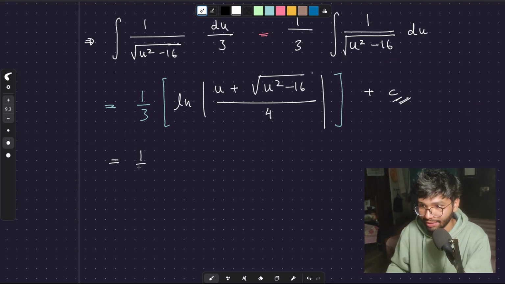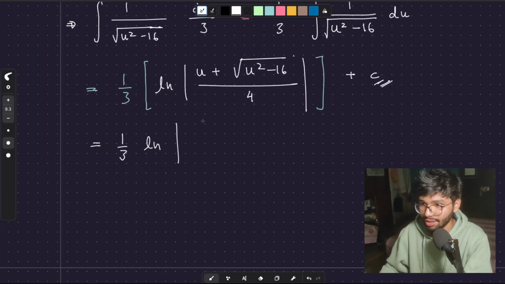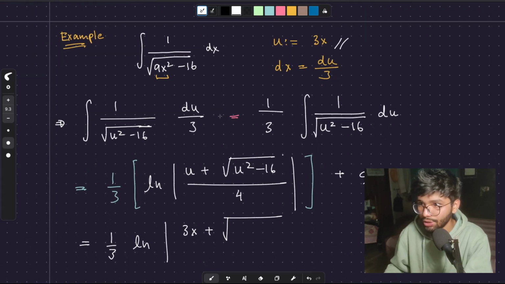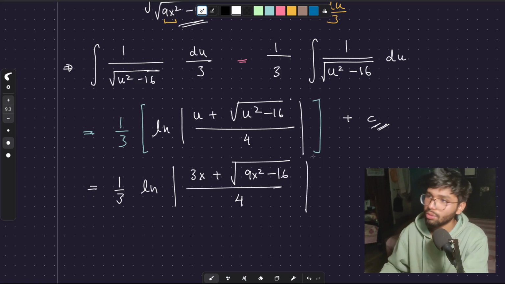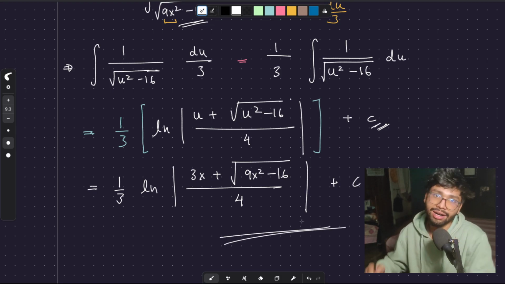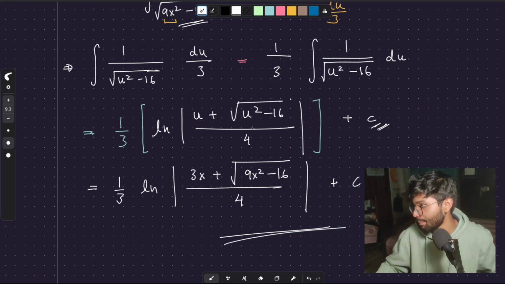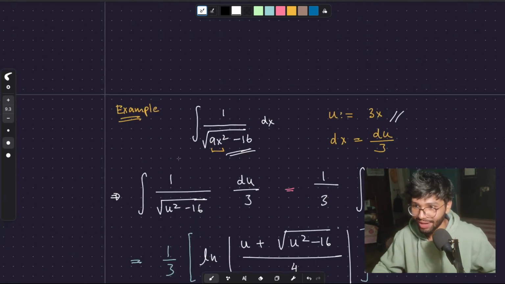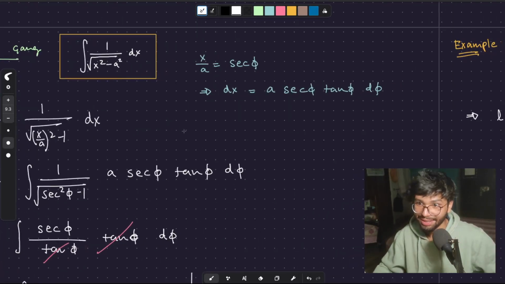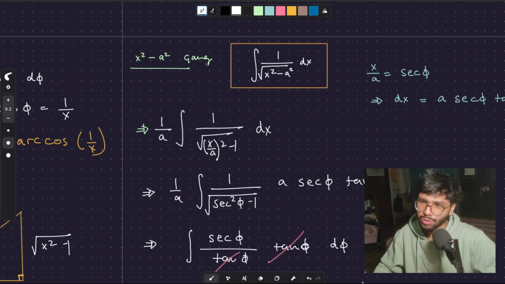So, all right, 1 over 3 natural log. What was u again? It was 3x. So 3x plus, this was the original function, which was 9x squared minus 16 over 4, close the absolute value, and plus c. And now we are done with the last example for today. Phew, we are done with the x minus x squared minus 1 gang.